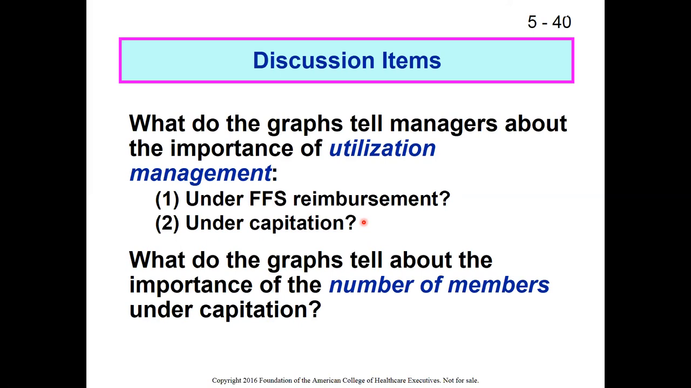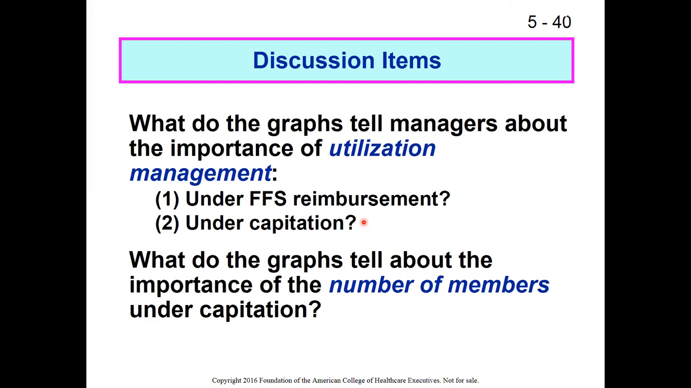Under capitation, there's a really strong incentive for utilization management. Why? Because the fewer visits we get, the more money we get to keep, right? Because if we have fewer visits, we're not having to pay variable costs for those visits. And so we generate more profit. We get to keep more money at the end of the day.